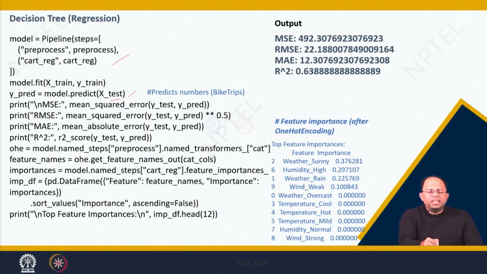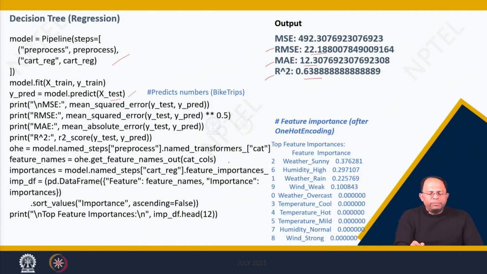So after training, this is the test data for which we are predicting, and once we have predicted, we can compute the mean squared error, and we can compute the root mean squared error. We are taking a root of that. Then we print the MAE, the mean absolute error. Then we can print the R square value between Y test and Y pred. So all these things we can do, and as you can see, these are the results that are coming. The R square value is 0.63, MAE value is 12, RMSE is 22, and so on.